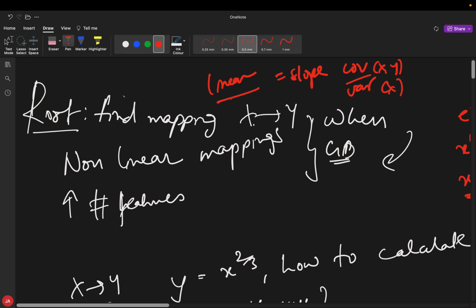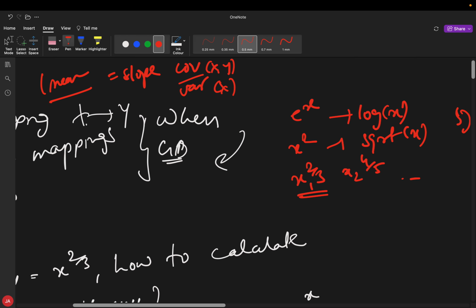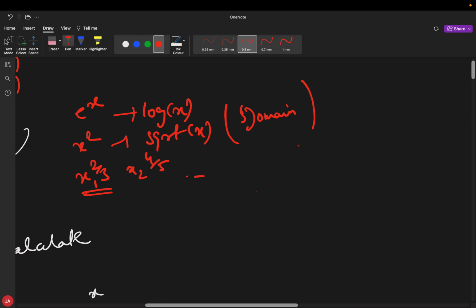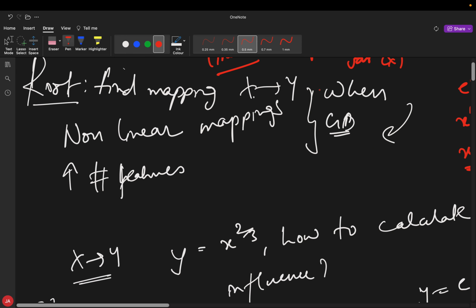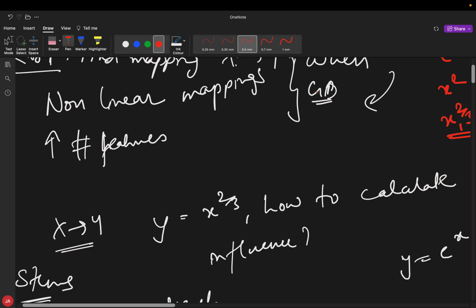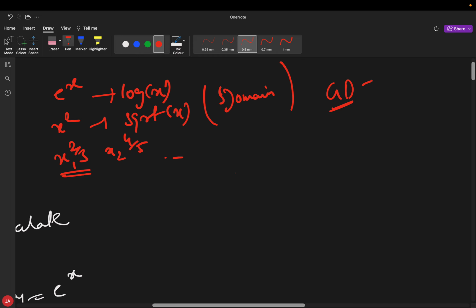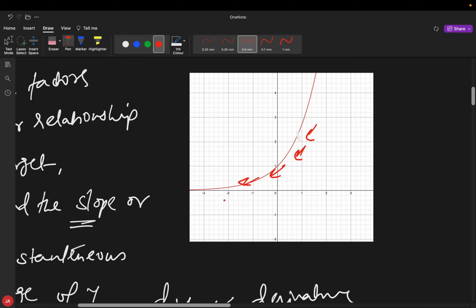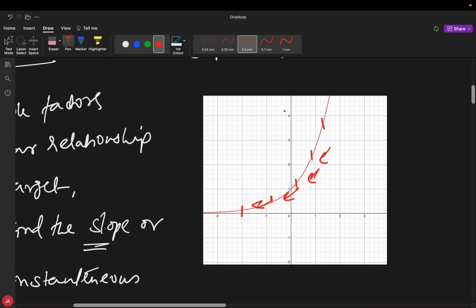What if we have a non-linear mapping such as e to the power x as a feature, x square as a feature, x to the power 3, x to the power 4 or 5, which are common in any domain? So the features are not linearly dependent, but there is non-linear dependency. How do we get to know what my slope is? As the feature is something like this, the slope is constantly changing, right? There is no one slope value that can determine my slope.